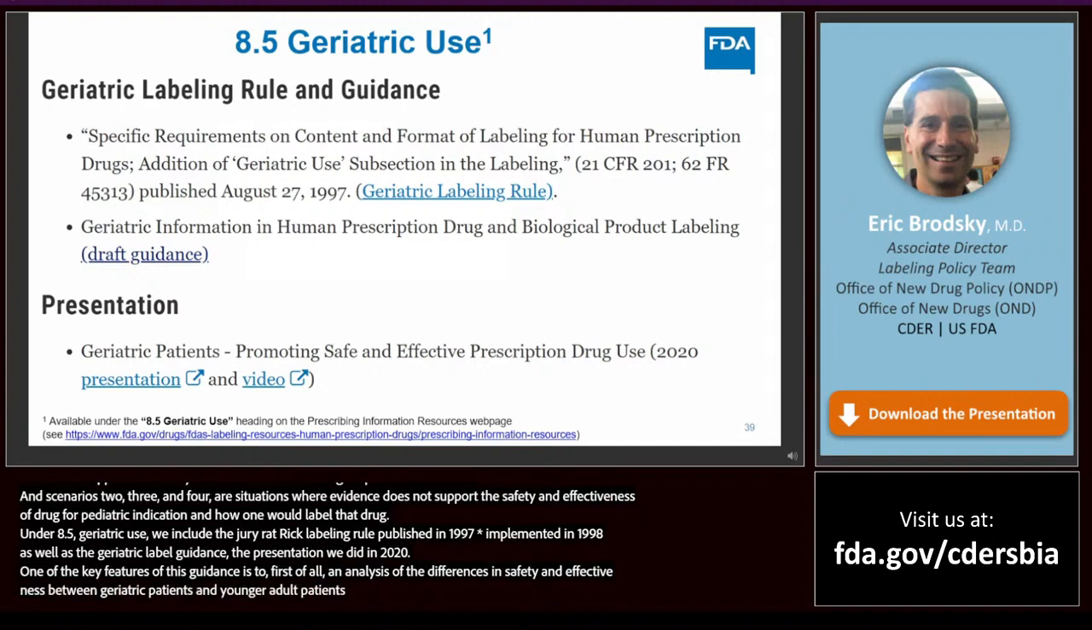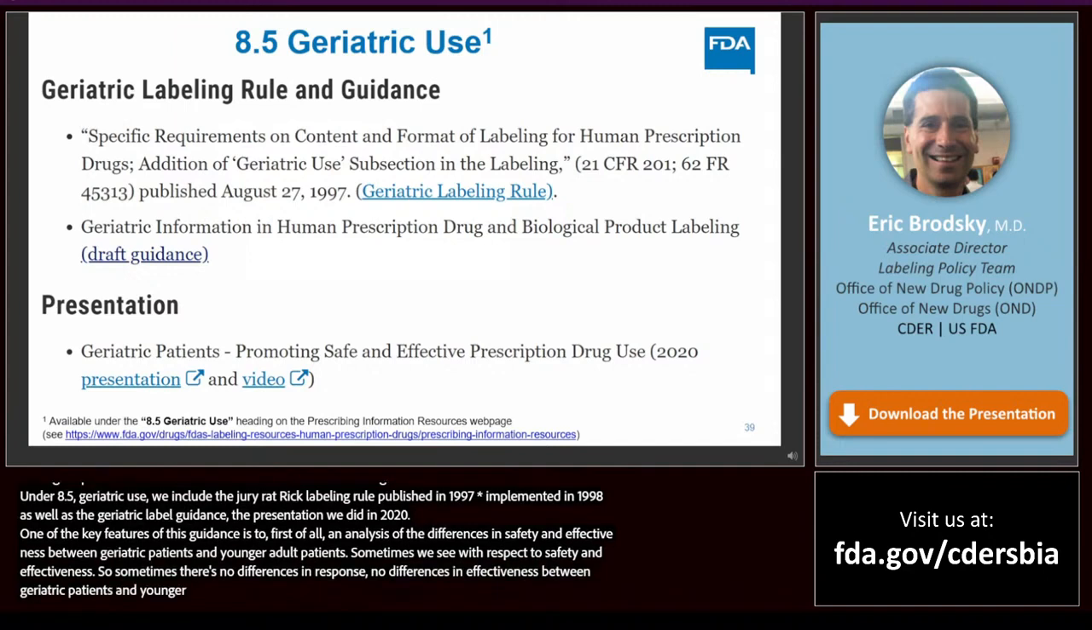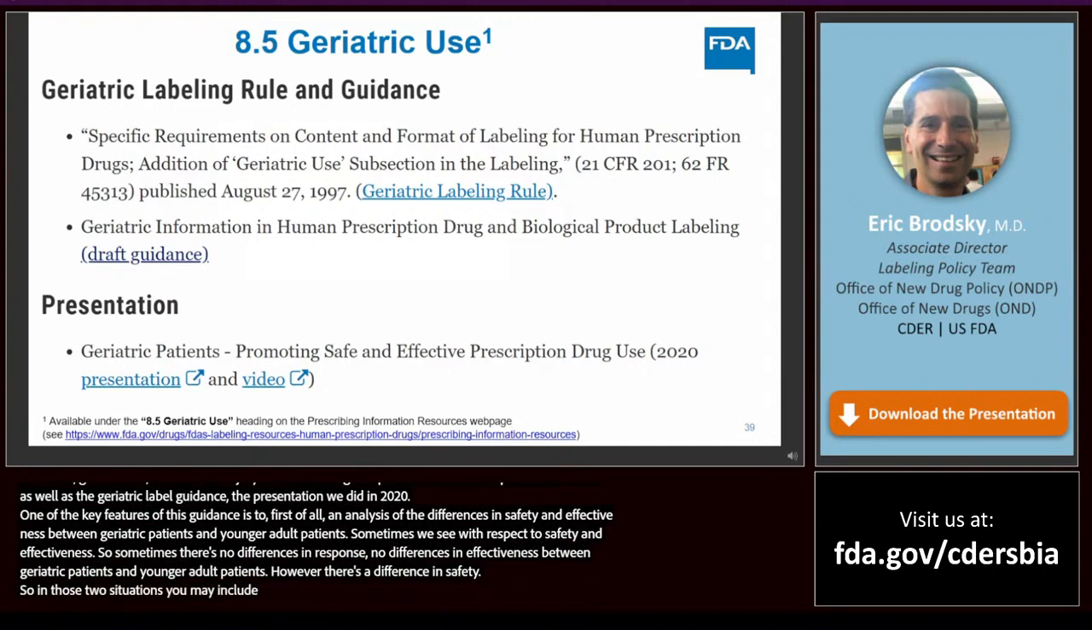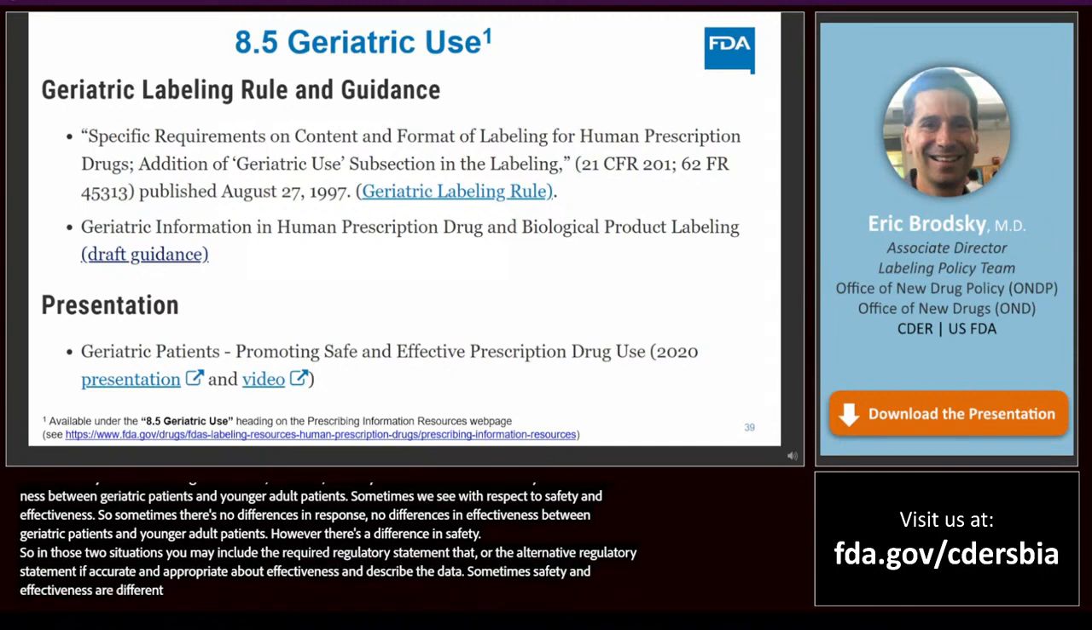Sometimes we see a difference with respect to safety and effectiveness. So sometimes there are no differences in response, no differences in effectiveness between geriatric patients and younger adult patients. However, there's a difference in safety. So in those 2 situations, you may include the required regulatory statement or the alternative regulatory statement, if accurate and appropriate, about effectiveness, and you may describe the safety data. So sometimes safety and effectiveness are different with respect to comparing geriatric patients and younger adult patients.